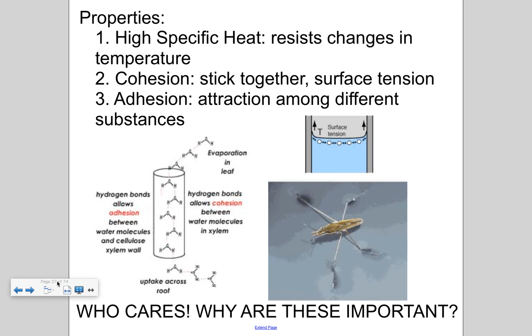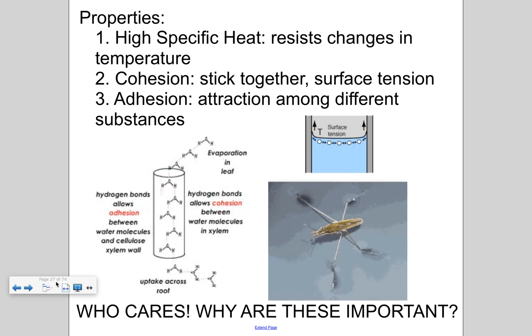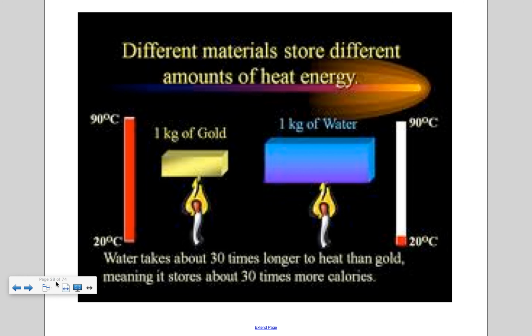Okay, so you're probably thinking, who cares? Why are these important? Well, without hydrogen bonds, water wouldn't even be on planet Earth. Okay, it would evaporate so fast we wouldn't even have liquid water, and life started off in water.